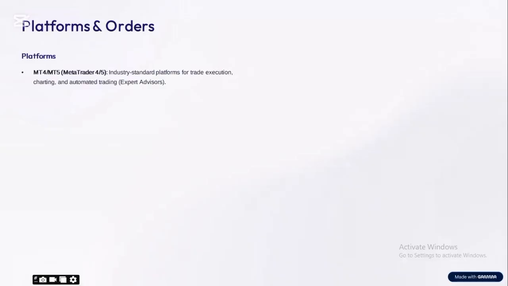Now, platforms and orders. We have MT4 and MT5, the industry standard platforms for execution and charts, and also automated trading, that is your EA, your robot. Like I've said before, you have MT4, you have MT5. These are used for executing trades, just to place your trade and enter your trades.